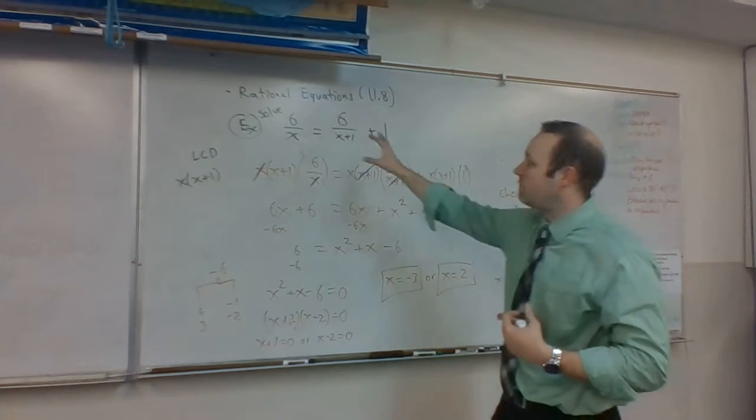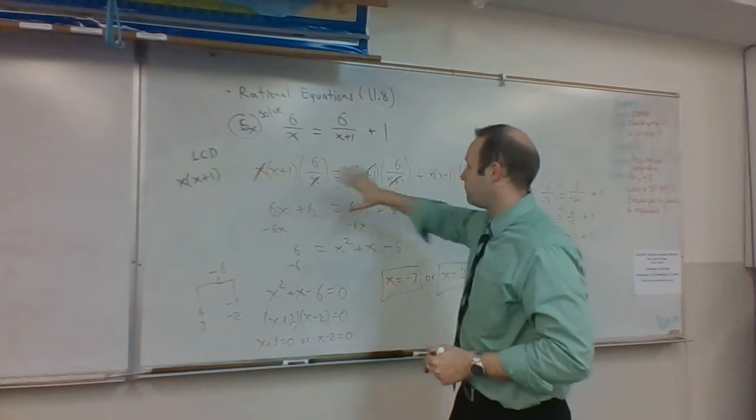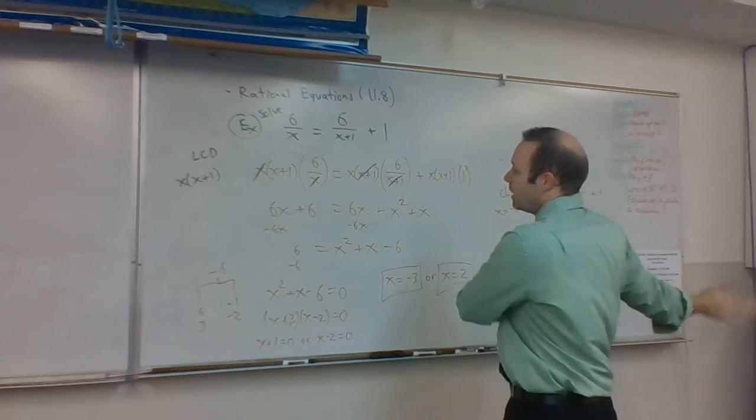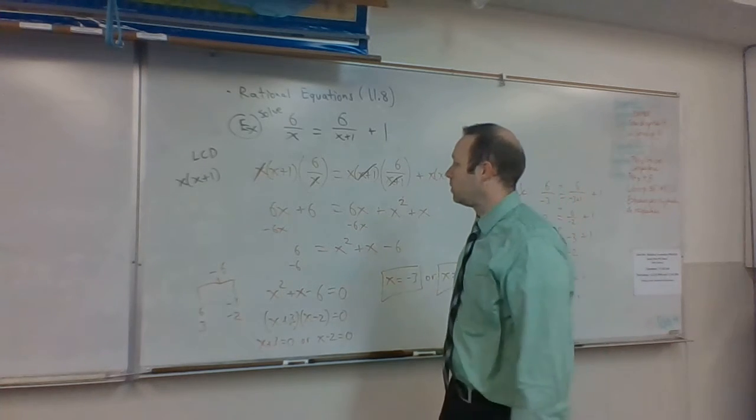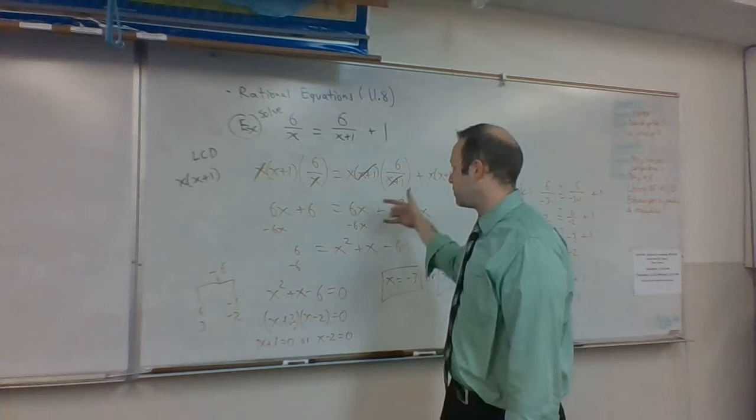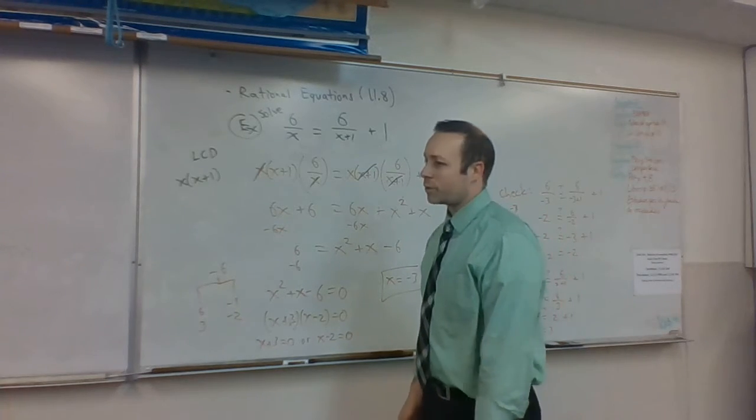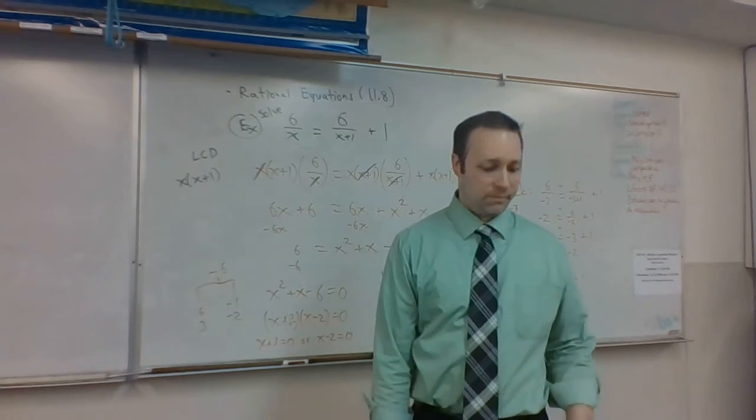My preference: find the lowest common denominator, multiply everything by the lowest common denominator, and that gets rid of all of your rational expressions. It turns it into a linear or a quadratic. So that's how I would do it.